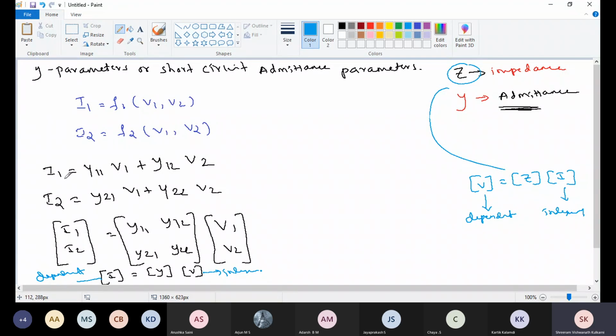In a simple understanding, this is how I say what is dependent and what is independent. Here I am writing the equation for I1 in terms of V1, where V1 is independent, but I1 is dependent upon V1 and V2. Simple: whatever is on the RHS is independent, and the LHS is dependent.